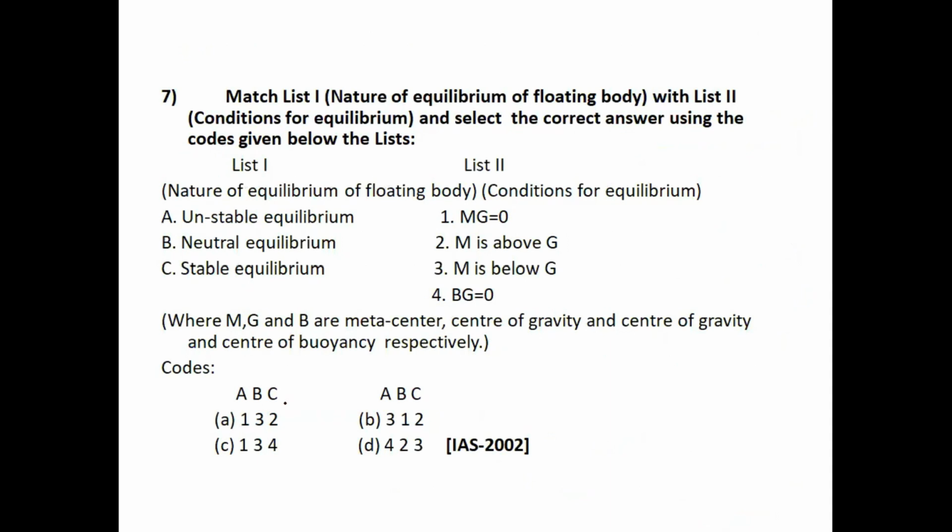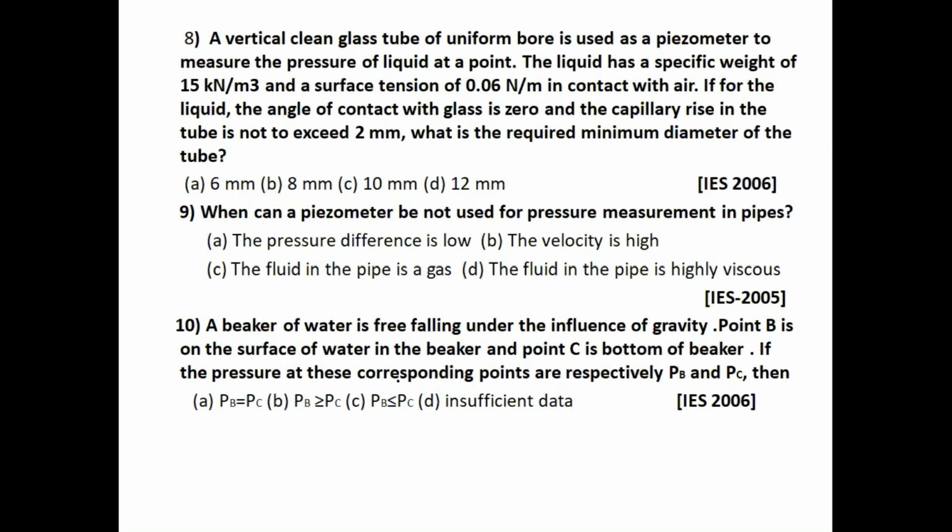Next, a match list is given to you. Unstable equilibrium: we know this depends on the metacenter for a floating body. So for the floating body, M is below the G for unstable, so A matches 3. Neutral equilibrium, MG is equal to 0, so B is equal to 1. And stable equilibrium is M above the G. So 3, 1, 2 is the answer. Very easily you can get it. If you go through the portion, you can get it very easily.